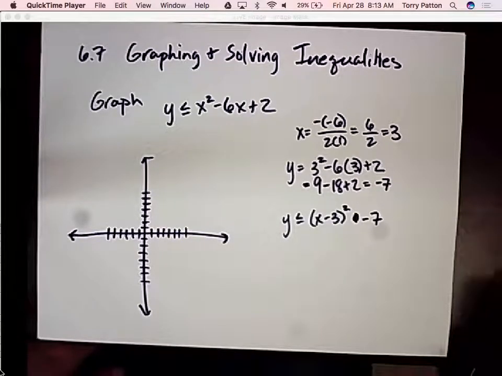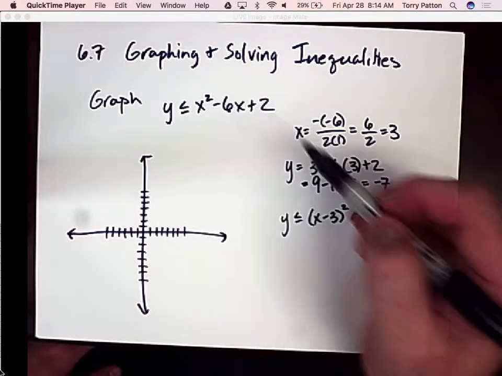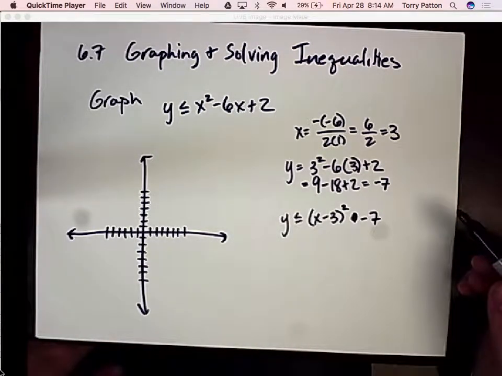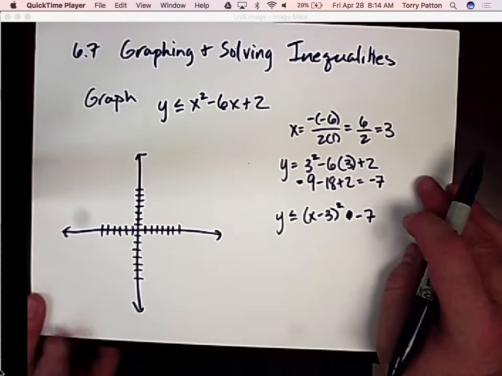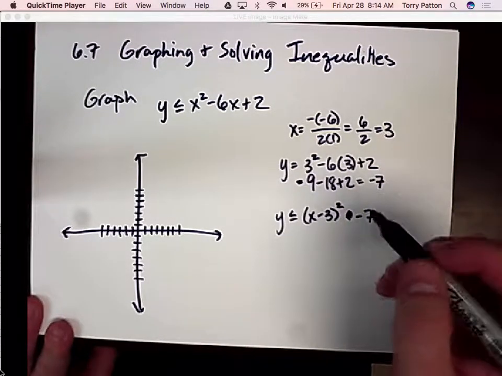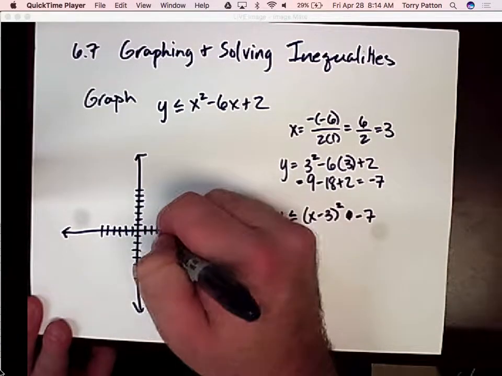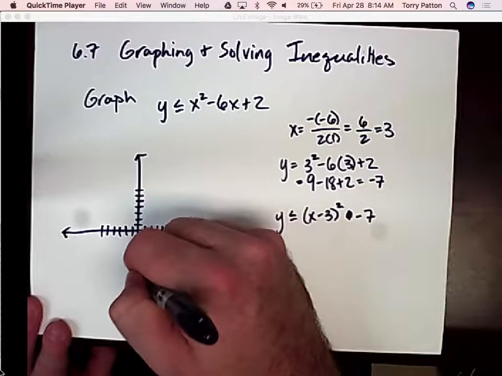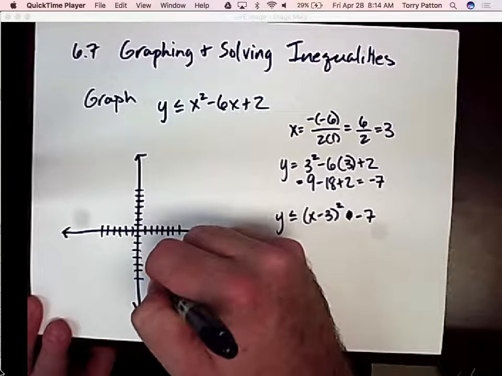Okay. If this had been like a 2x squared, we'd put a 2 out here. Anything that's a comes there. All right. So now to graph it, the vertex is at 3, negative 7. 3, 1, 2, 3, 4, 5, 6, 7. So it's 3, negative 7.